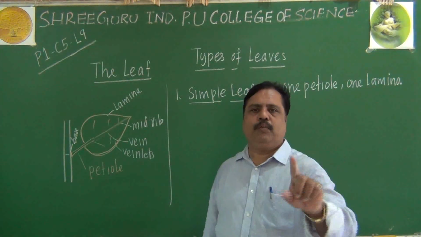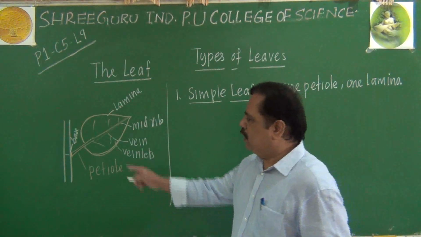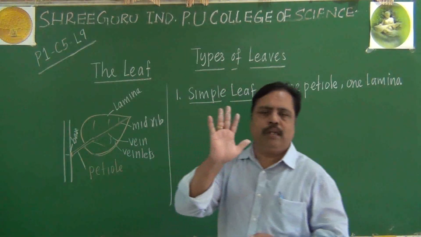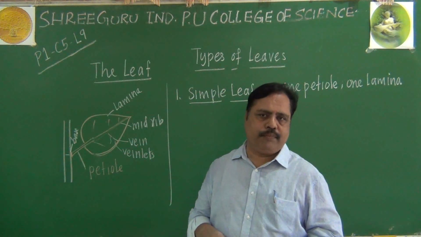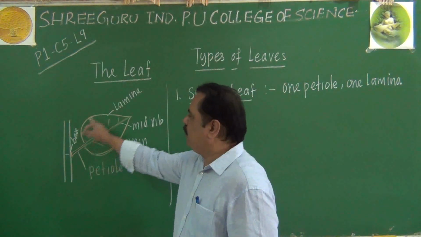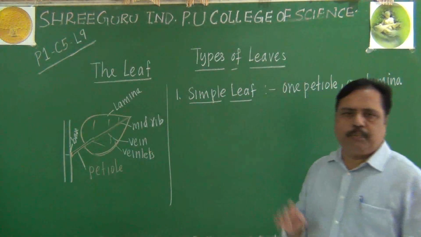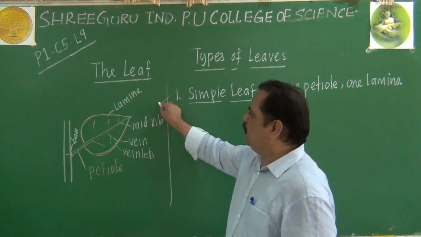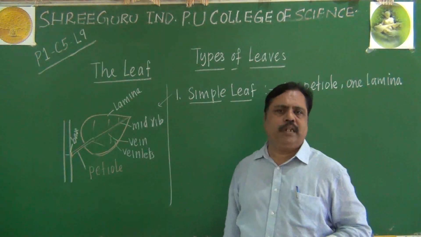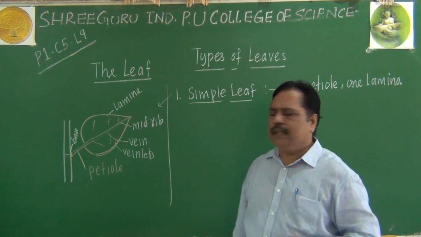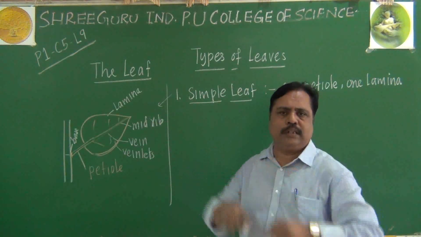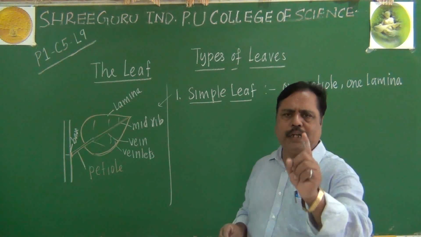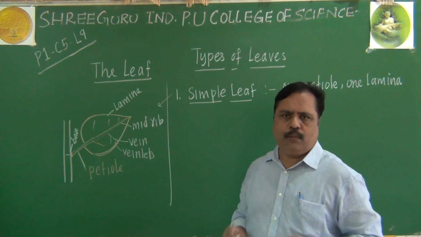Just as we say one family, one child, a simple family, here one petiole has one lamina only. Lamina is the broad green colored flattened part of the leaf. So one petiole having one lamina is called a simple leaf. This is the diagram for the simple leaf. Examples are the hibiscus leaf and the ficus leaf, like the banyan and peepal trees. They have one petiole and one lamina only.